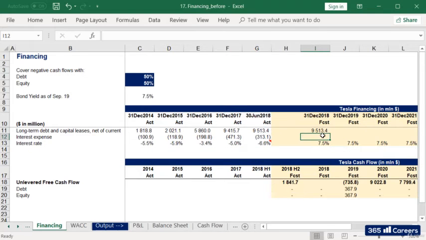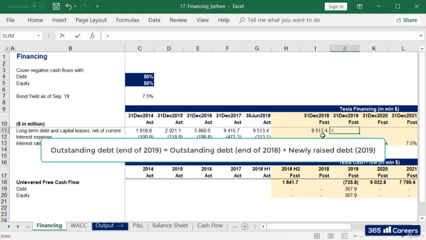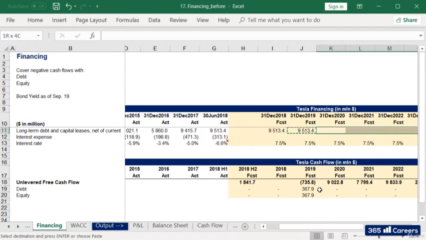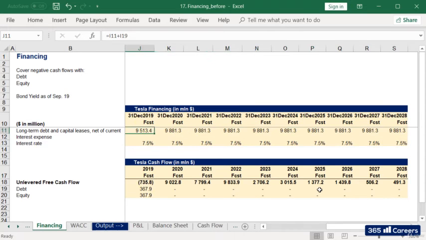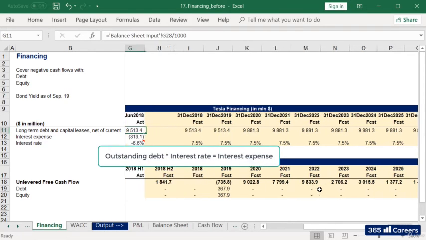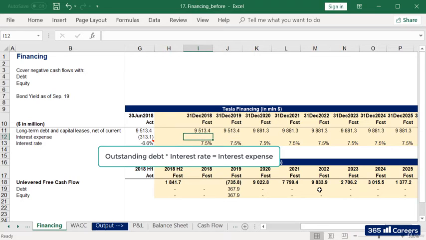Great! For 2019, we have a similar picture. The debt at the end of 2018 plus the debt raised during 2019. I can easily copy and paste this function for the entire forecast period. And then, by multiplying interest rate and outstanding debt in a given year, we'll obtain the interest expenses for the respective period.